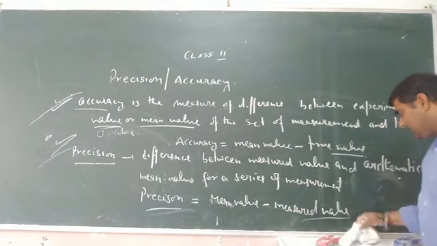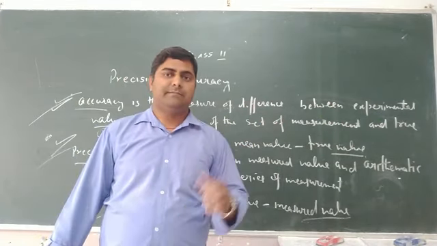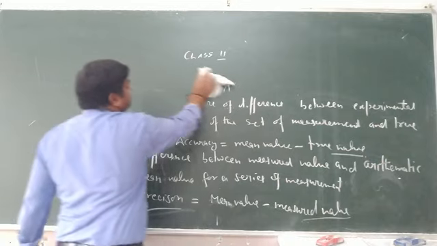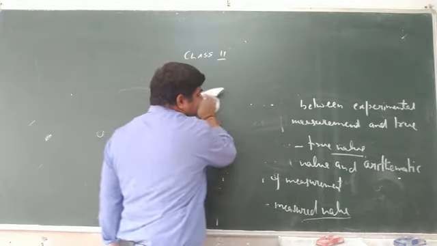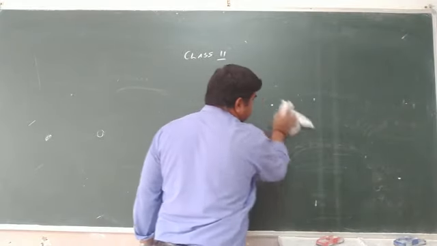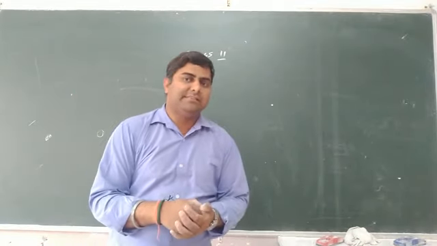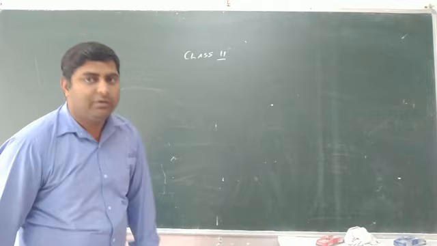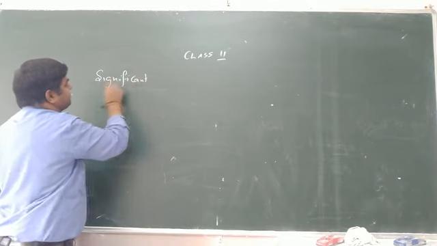Now, after doing accuracy and precision, we are moving towards a very important topic, which is called significant figures. So the next topic is significant figures. Let us see what are significant figures, and we have some rules to find the significant figures. And when we add or subtract or multiply or divide the significant figures, we have to follow some rules. We will discuss those rules also. So the first topic we are going to discuss is significant figures.